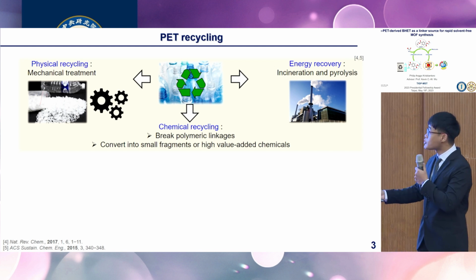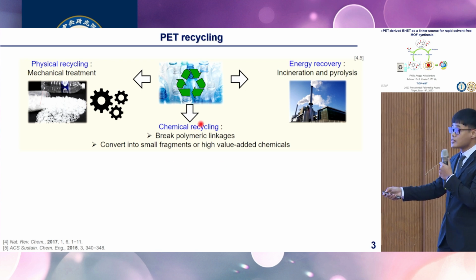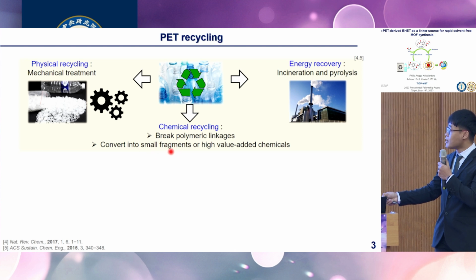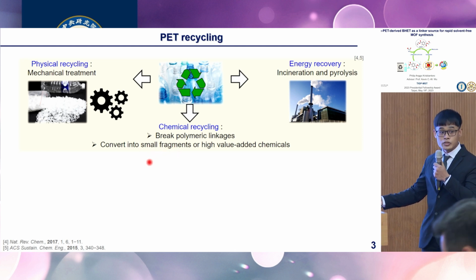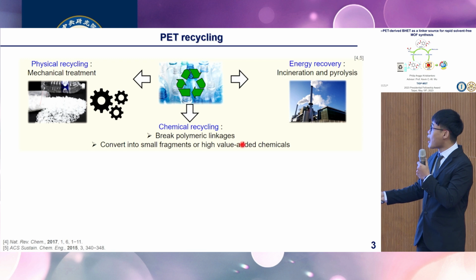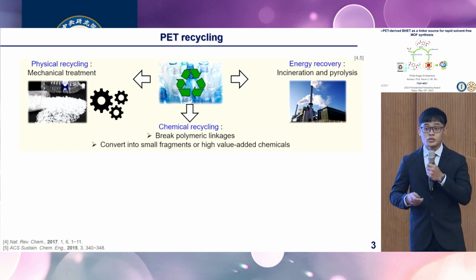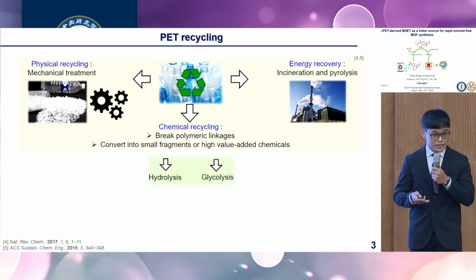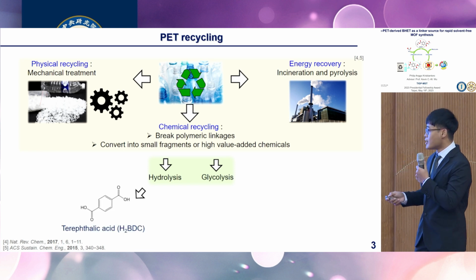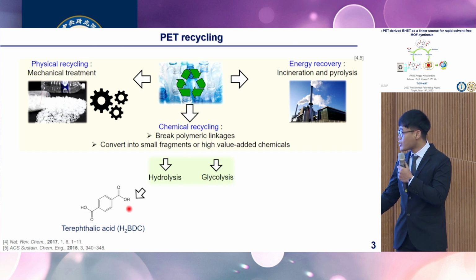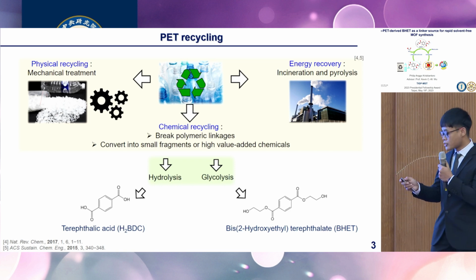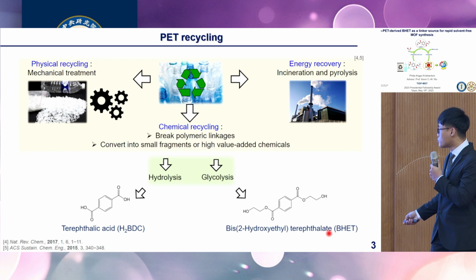Among these three techniques, chemical recycling is the most effective and efficient because it can convert plastic into the smallest fragments that can be used for the synthesis of so many kinds of high value-added chemicals. There are two commonly used techniques for chemical recycling, hydrolysis and glycolysis. In the case of hydrolysis, the final product is terephthalic acid, or so-called PTA. Meanwhile, in the case of glycolysis, the final product is bis(2-hydroxyethyl) terephthalate, or so-called BHET.